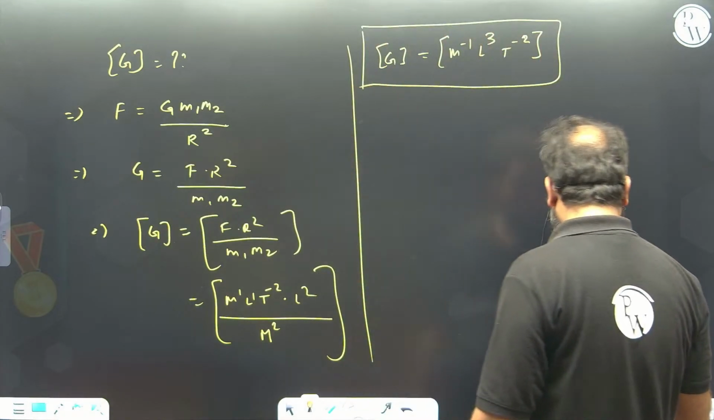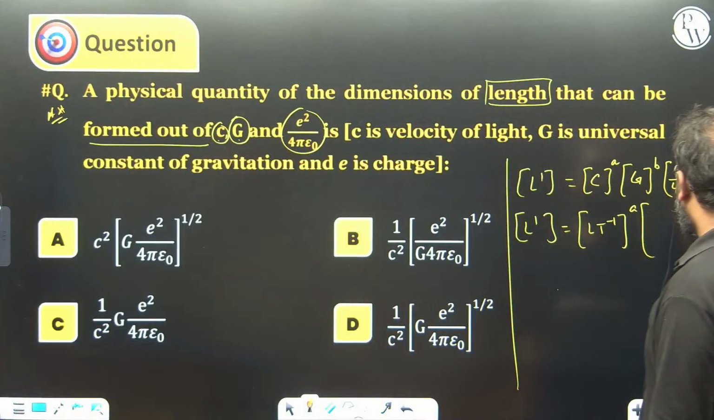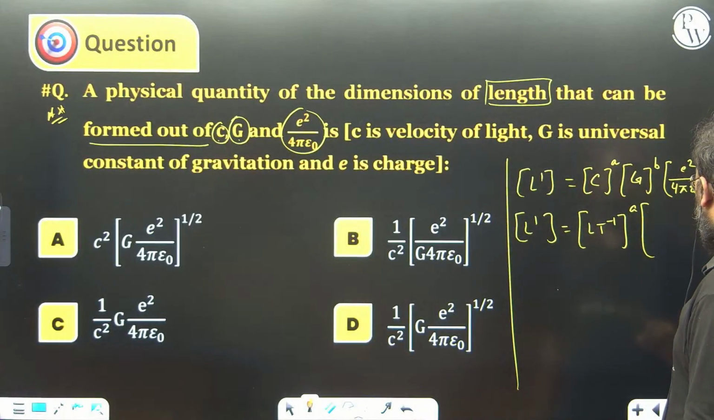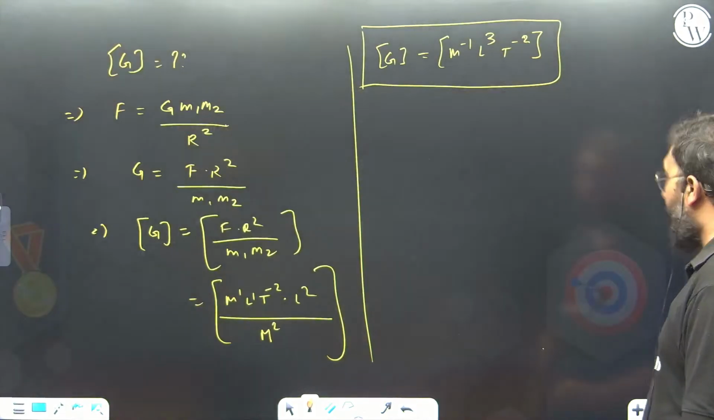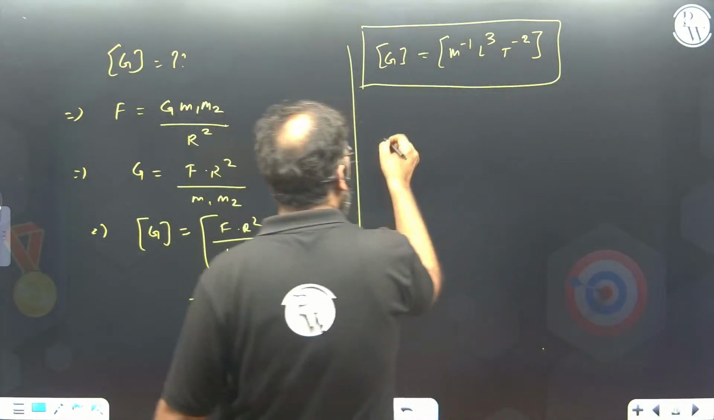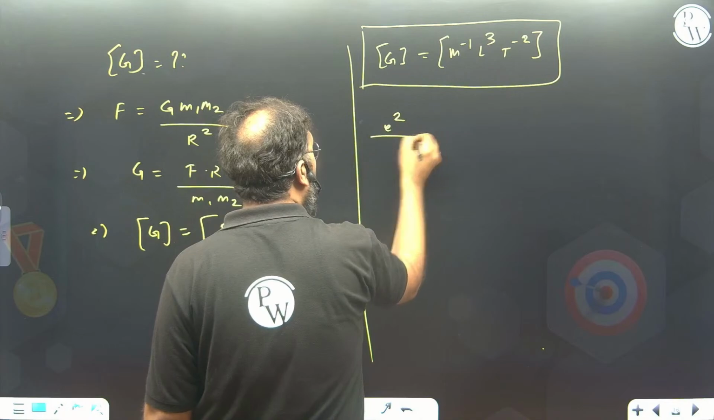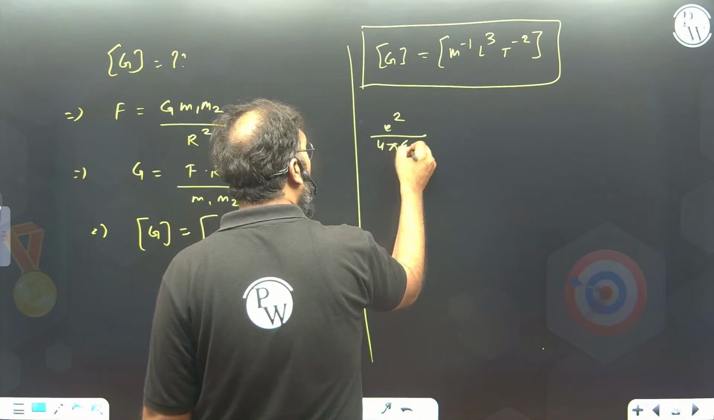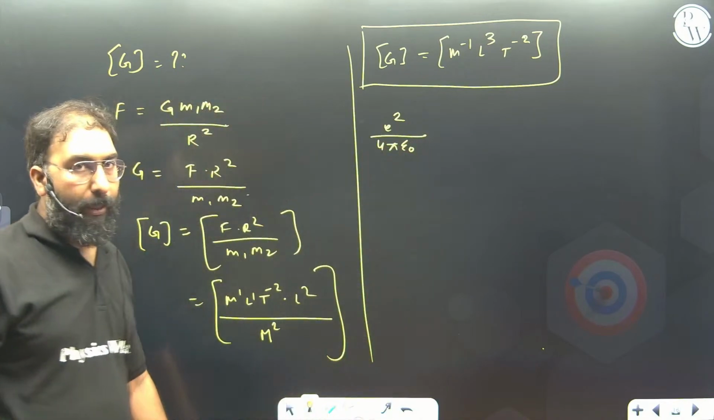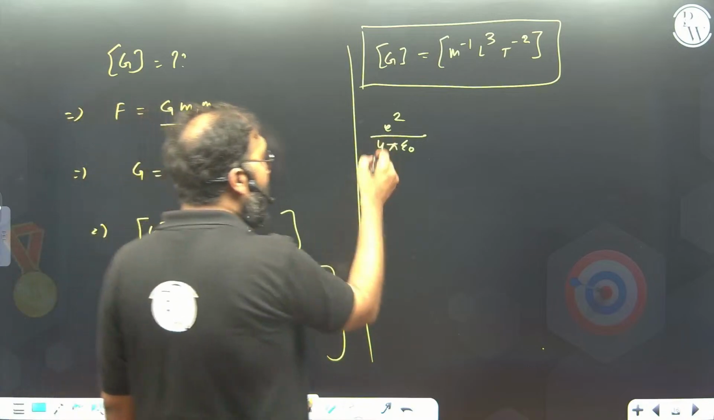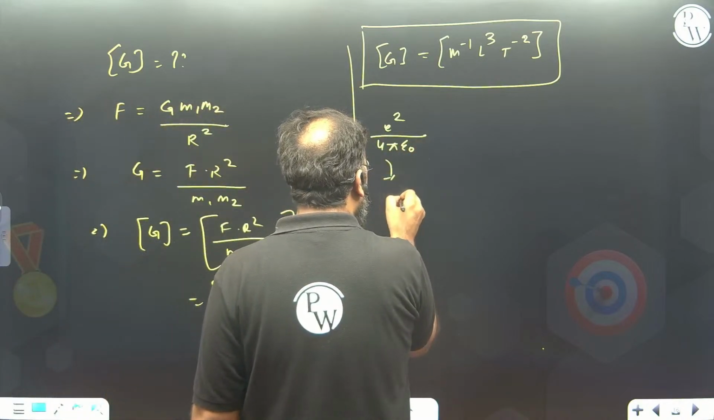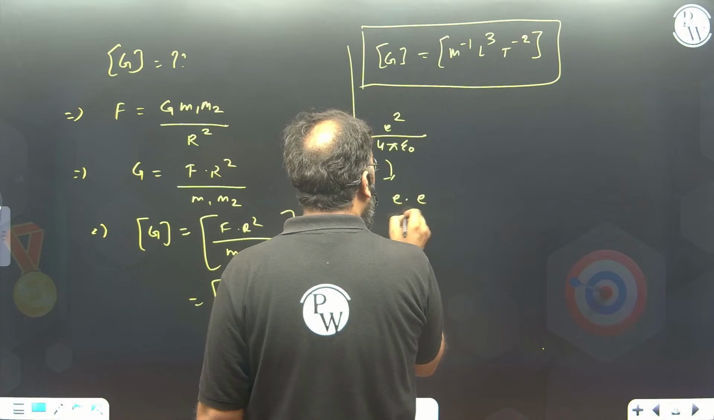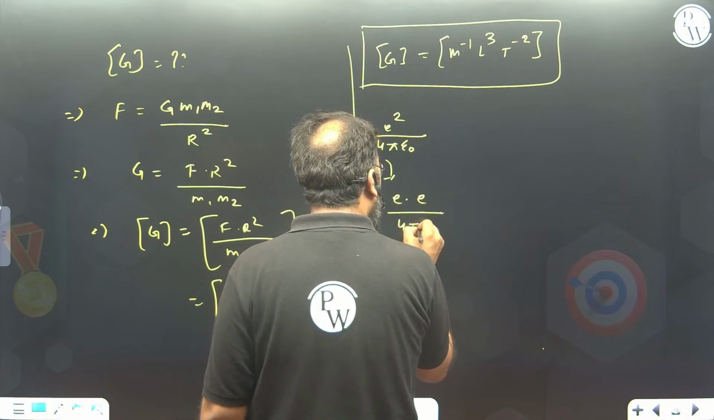And one more physical quantity was there, e square upon 4 pi epsilon naught. I'll have to write down the dimension of this one also. So now just look at this one, e square divided by 4 pi epsilon naught. Look at it very closely and you will understand that e is the charge, right? This is written like this, e into e upon 4 pi epsilon naught.